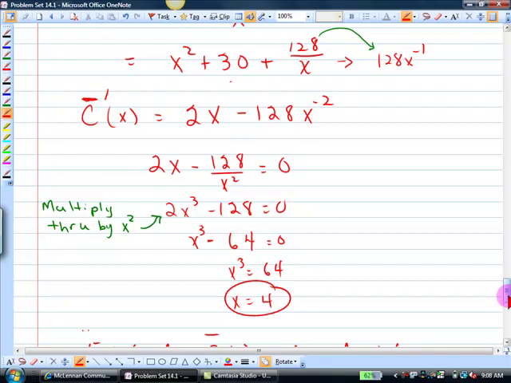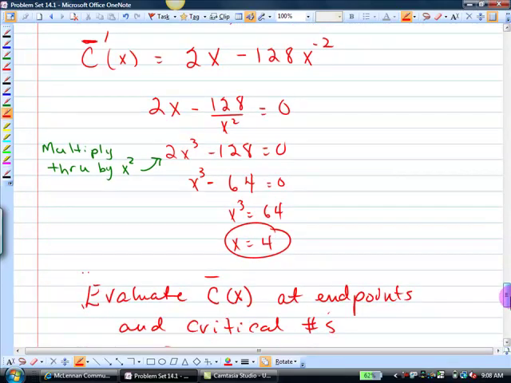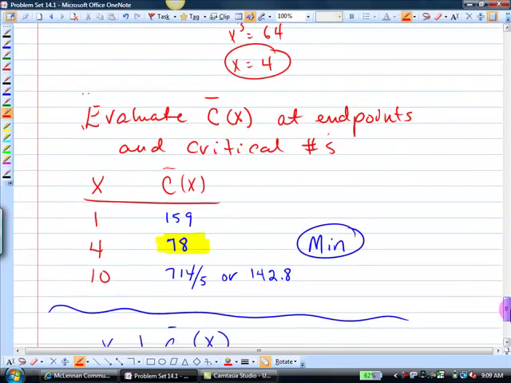You can do cube root on your calculator. It's under math. One of those little functions under the math key has a cube root, a radical with a 3. So you could do cube root of something else. 64 is one you might know. All right, so we're going to evaluate average cost at endpoints and critical numbers. So here was my critical number. Here was my endpoints. I'm trying to find the minimum within that interval, and it is at 4, and the min is 78.